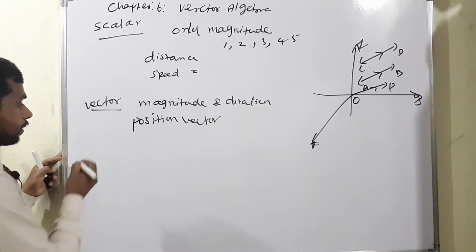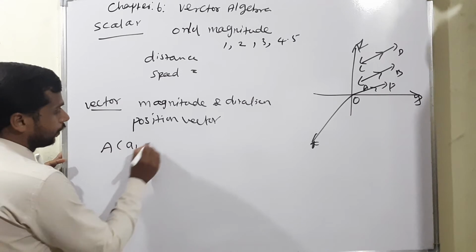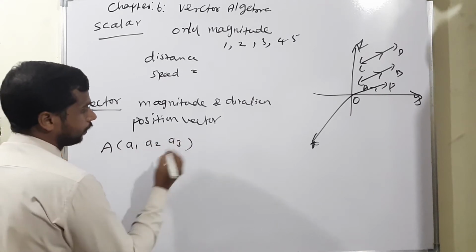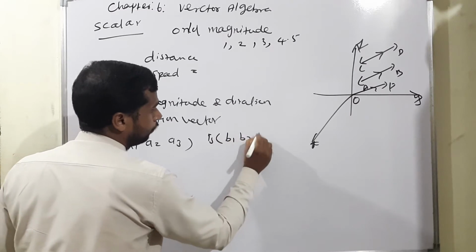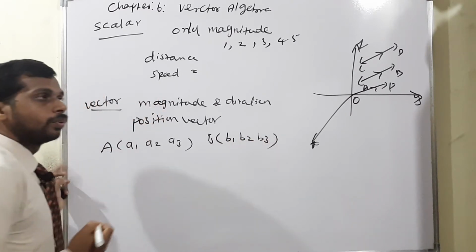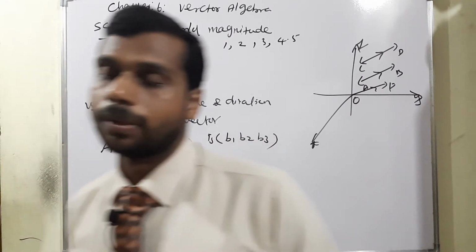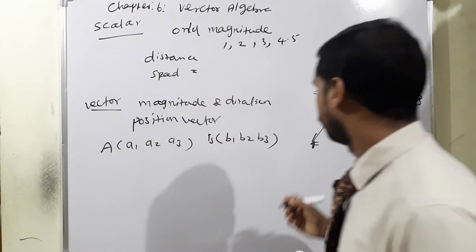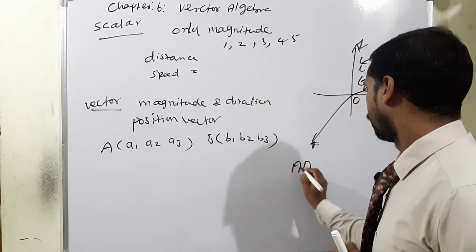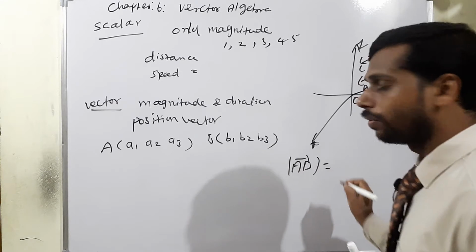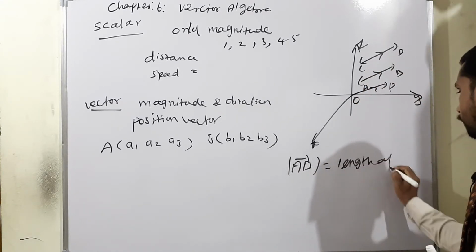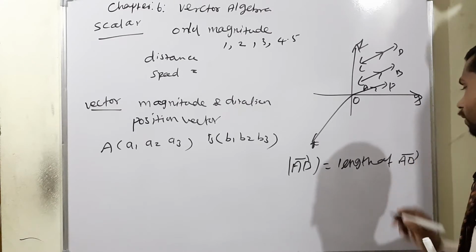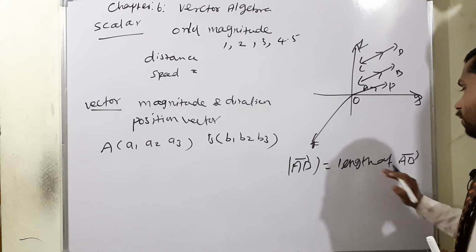Then consider A1, A2 and A3, as well as B1, B2 and B3. Then how to find the modulus of AB vector? Last year you already studied how to find the modulus of AB vector, meaning the length of AB vector. So the modulus of AB vector means the length of AB.